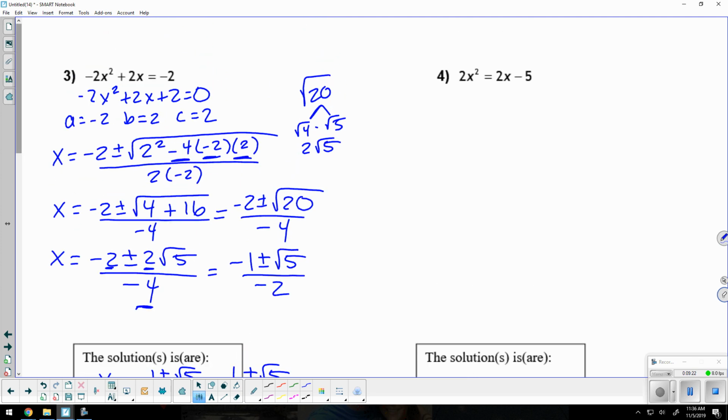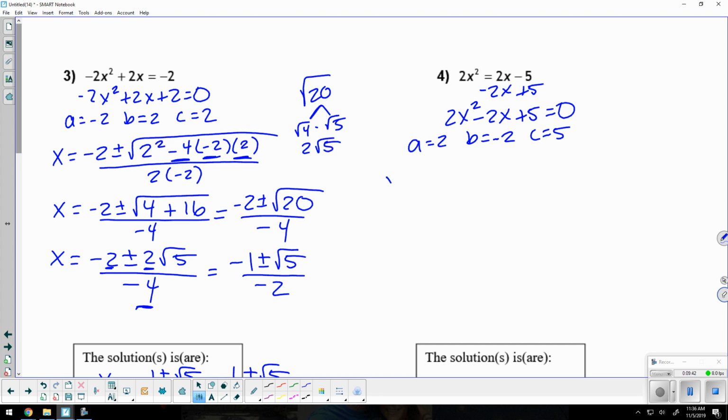The last one, number 4. So again, make sure it's equal to 0. You can either subtract the 2x squared, but I think I'm going to subtract the 2x and then add the 5 to set this thing equal to 0. So 2x squared minus 2x plus 5 equals 0. And then my a value being 2, my b is negative 2, and then my c value would be 5.